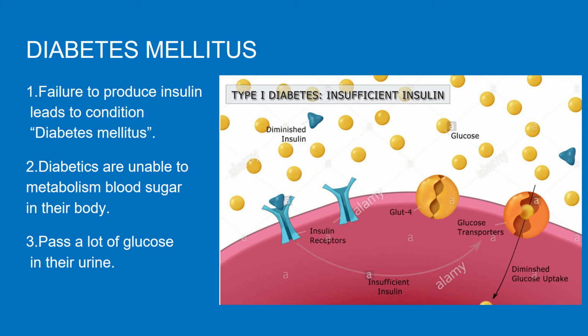Diabetics pass a lot of glucose in their urine along with useful ions that help in retaining water in the body, resulting in loss of lots of water and dehydration of body cells. For example, dehydration in nerve cells results in the malfunctioning of nervous system.